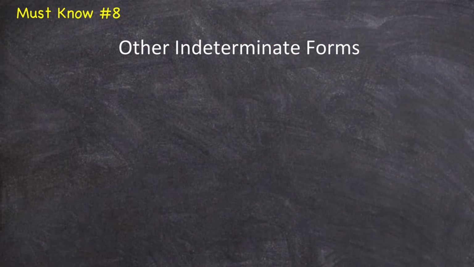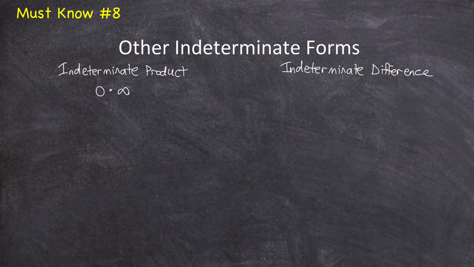Must know number 8, other indeterminate forms. In this section, I want to show you a couple tricks for how to evaluate an indeterminate product of type 0 times infinity and an indeterminate difference of type infinity minus infinity.